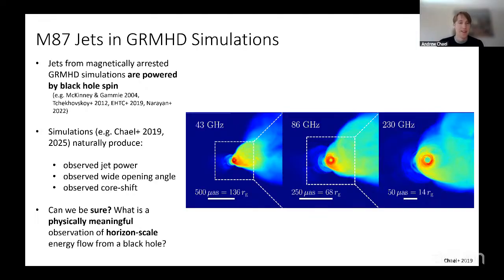These are just some that I did several years ago now. There are much more modern ones that look even better than these, but I think these also convey the broad point that we are able to produce images of jets that have both the same total power and the same wide opening angle and observed core shift that are actually observed in reality. But this is a circumstantial comparison in some ways. We see jets in simulations that we know are powered by spin, and we see jets in reality which look a lot like those jets in simulations. But we'd really like to have a more physical, direct comparison of some firm observable that would allow us to more directly test this connection.